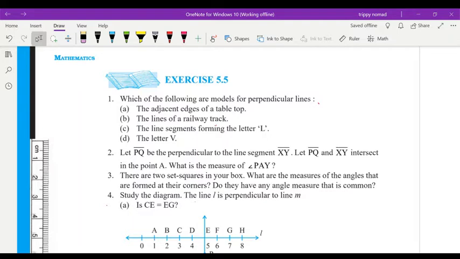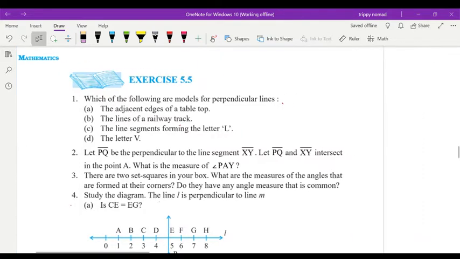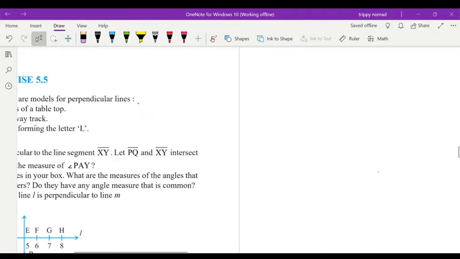Welcome back to maths class, children. Today we are going to start exercise 5.5. Before starting this exercise, let us do some important definitions that are used in this exercise to answer the questions given in it. Now, first definition, perpendicular lines.